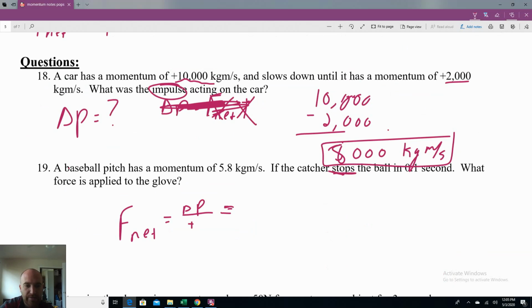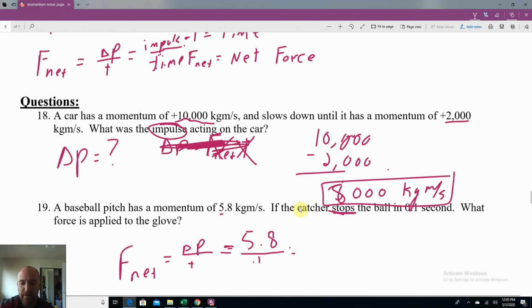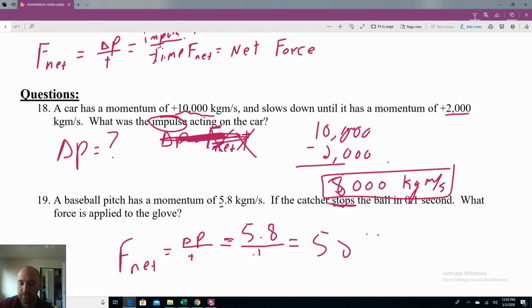Well, we've got a momentum of 5.8. If it stops, then the ending momentum is 0. You go from 5.8 down to 0, I think the change is 5.8. And divided by time, this happens really quickly, the act of catching a baseball, so it's not a lot of time. It's 0.1 seconds. 5.8 divided by 0.1, do that one carefully in your calculator. I think you'll get a value of 58 newtons.